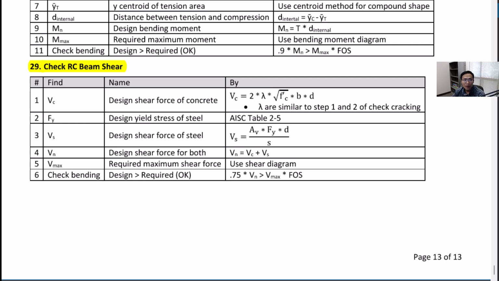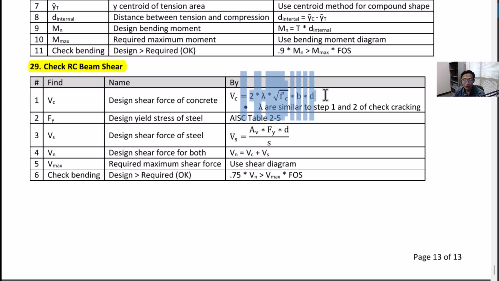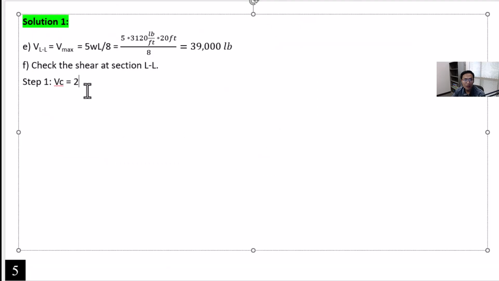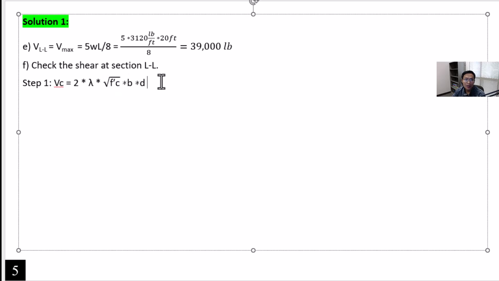So now we have step 1. We have Vc equal to, that one is long, 2 multiplied by lambda multiplied by square root of fc prime multiplied by b multiplied by d. Maybe I just copy the whole thing here.